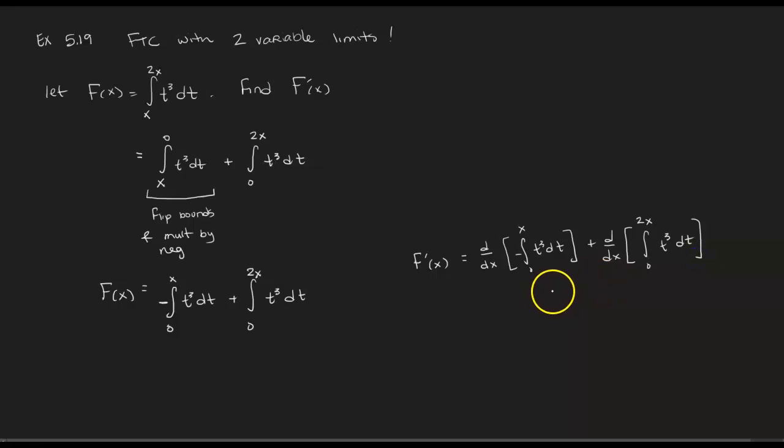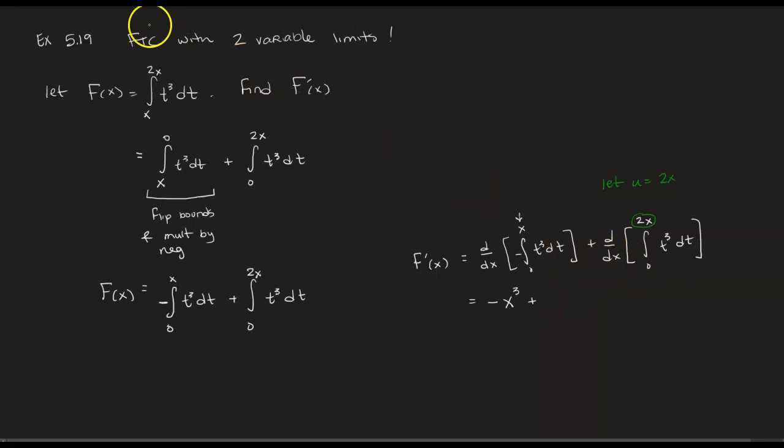That first integral is already set up for the FTC part 1, taking the derivative with respect to x, and x is the variable that appears on the top bound. So we can simply rewrite this as negative x cubed. The second integral, however, requires a little u substitution because the top bound is actually a function of x. So let's let u be 2x.